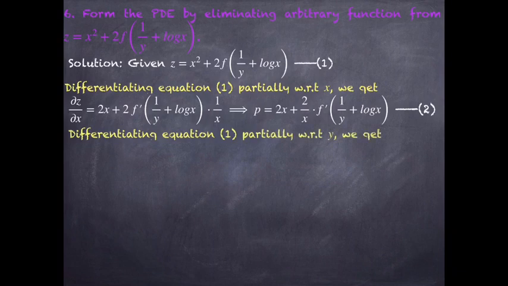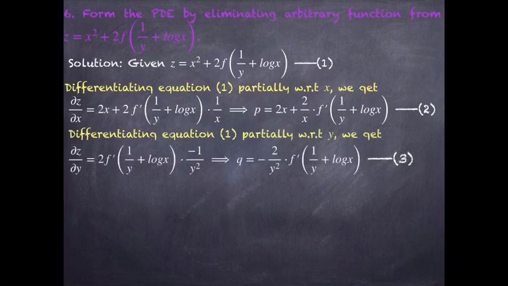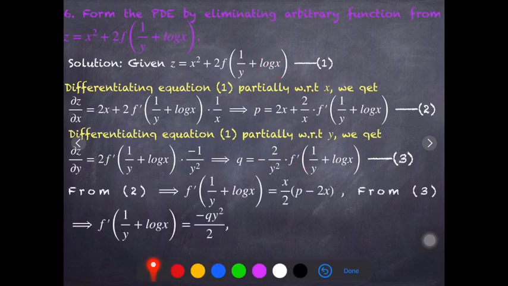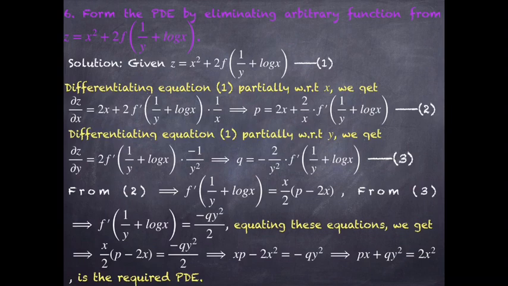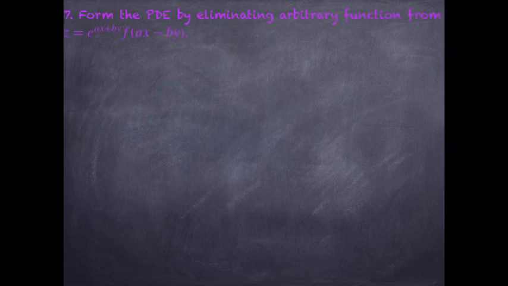Now differentiating equation number 1 partially with respect to y, we will get q = -2/y² into f'. Okay, x is a constant, it vanishes in the first term. And 2 into f', log x is a constant, vanishes, the derivative of 1/y is -1/y². From equations number 2 and 3 find the values for f', and equate those two expressions, we will get the final solution as px + qy² = 2x².